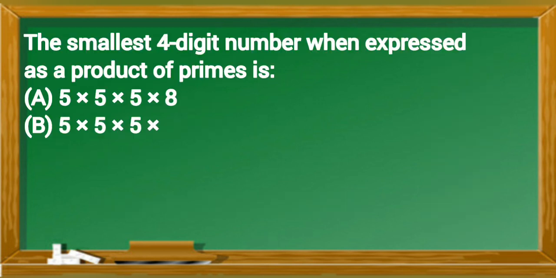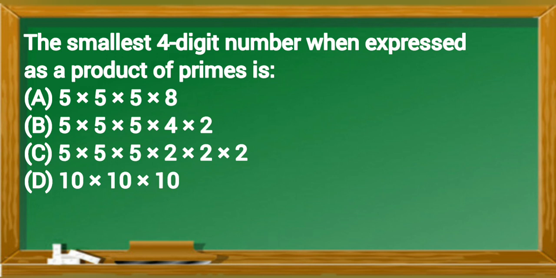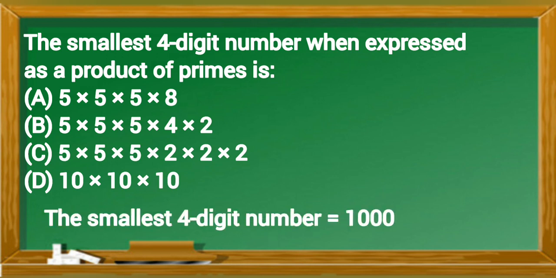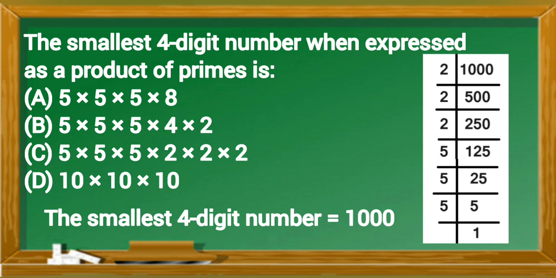The smallest 4-digit number when expressed as a product of primes is. The smallest 4-digit number is equal to 1000. So option C is correct answer.